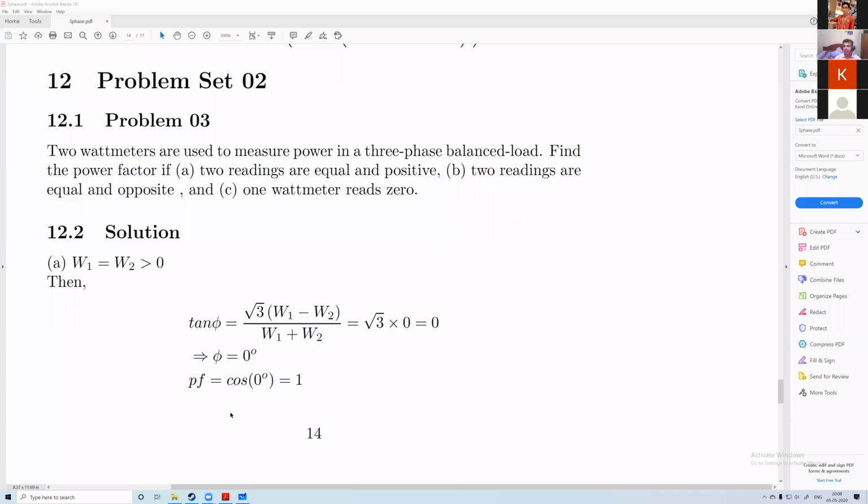If the two readings are equal and opposite, then what is the total power consumed? 0. Very good. And when the power consumed in an AC circuit is 0, what case is that?